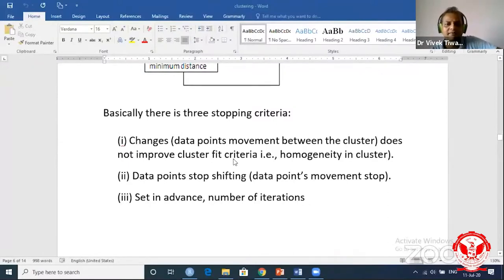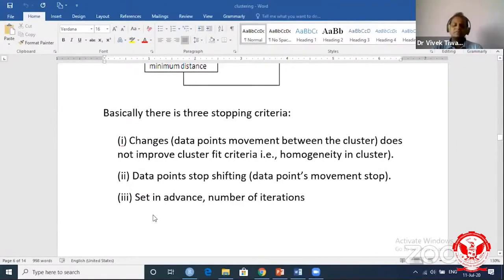I should stop it. The second criterion is that it may happen that data movement stopped. After some recursive process, you may assume that the clusters have converged. There is no possible movement of the data points among the clusters. No movement means you should automatically stop the clustering.